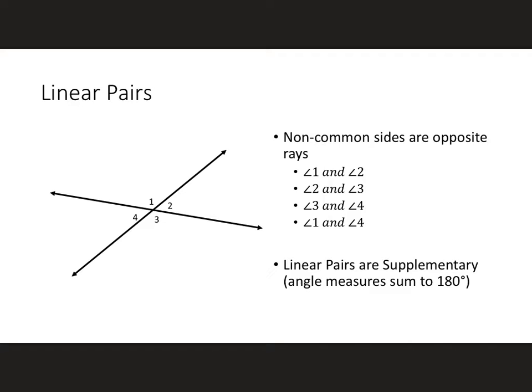In this, we have four linear pairs. They are angle 1 and 2, angles 2 and 3, angles 3 and 4, and angles 1 and 4. Linear pairs are a special type of supplementary angles because they are adjacent to each other. They share a common side. This means the measurement of all linear pairs add to 180 degrees.